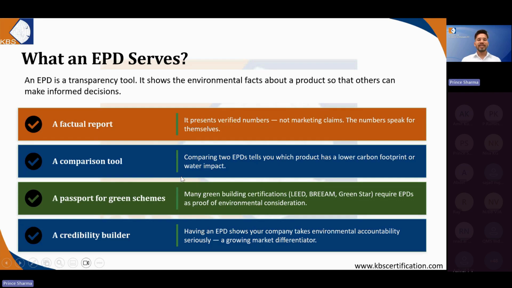Now coming to the credibility builder. If your product is already verified by a third party LCA verifier, and it is also verified by some program operator, then the value, credibility and transparency of your product increases. So that is something which EPD serves you.